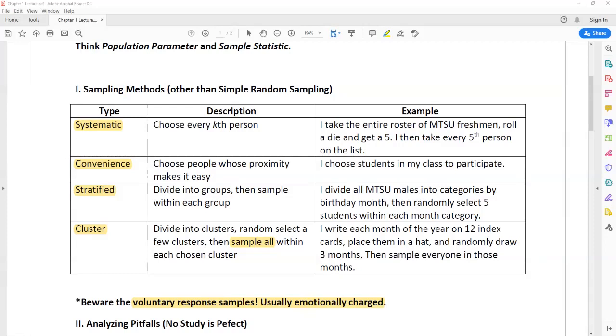So stratified gives you the chance to sample from all student populations or groups. Cluster allows you to narrow the groups down to a fewer number, but the downside with cluster is that you have to go into each of those that you choose and survey or sample everyone.